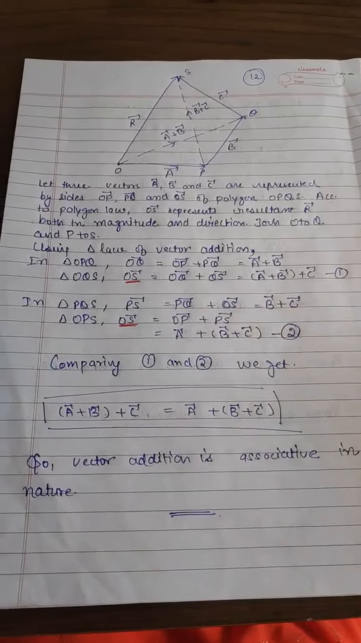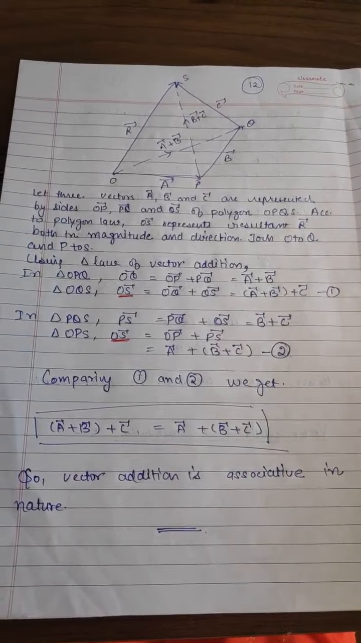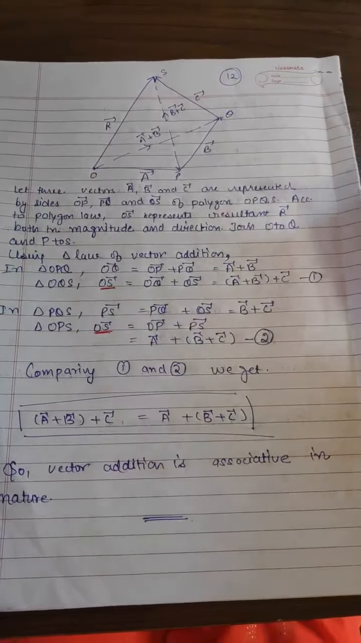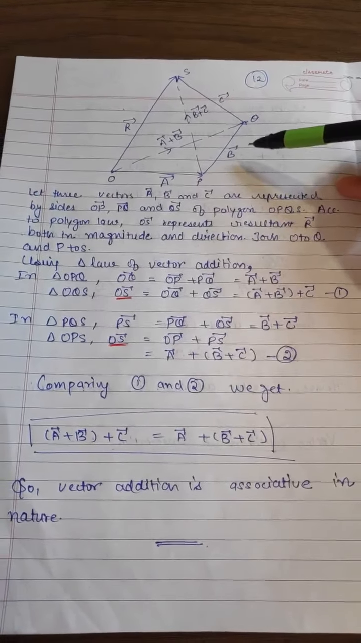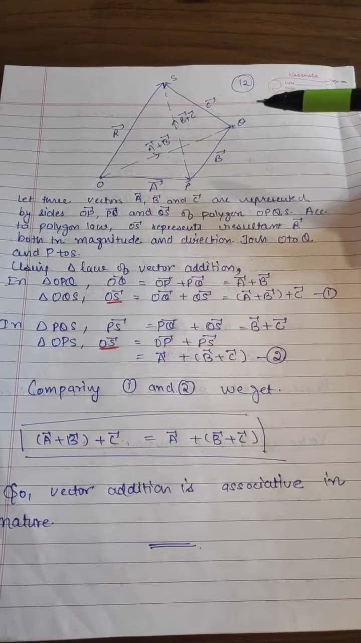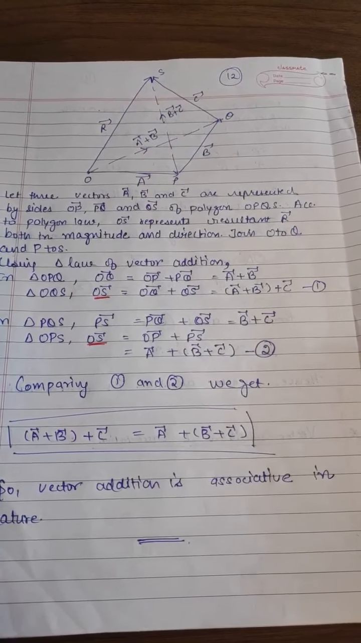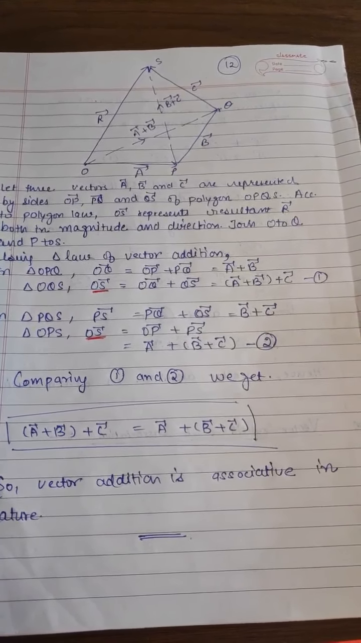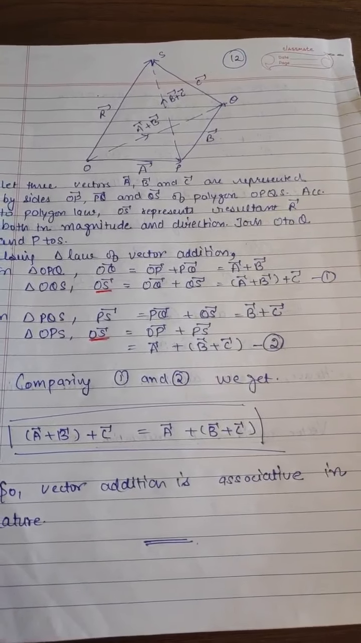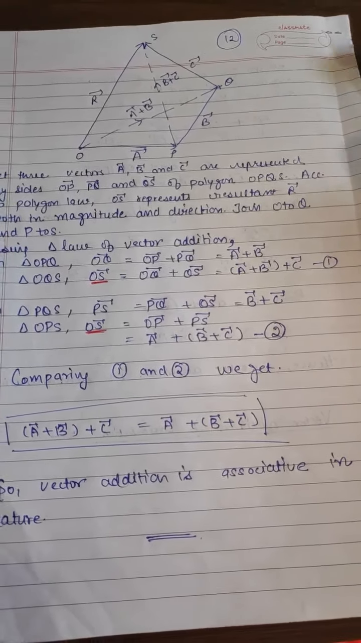Our next topic is we have to prove that vector addition is associative in nature. Now how will we prove it? For this we will do it with the help of the polygon law of vector addition. In the polygon law, if we have more than 2 vectors, we use the polygon law. All vectors we will take in the same order, and the resultant will be taken in the opposite order.